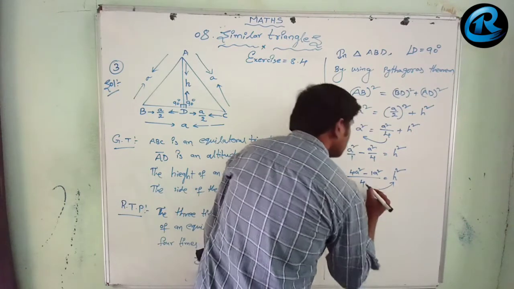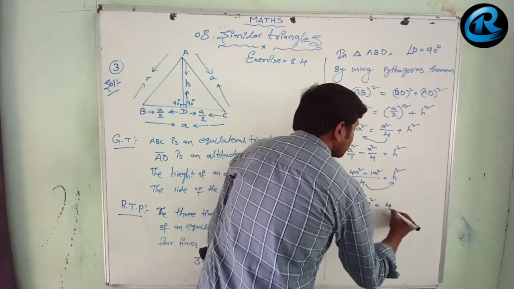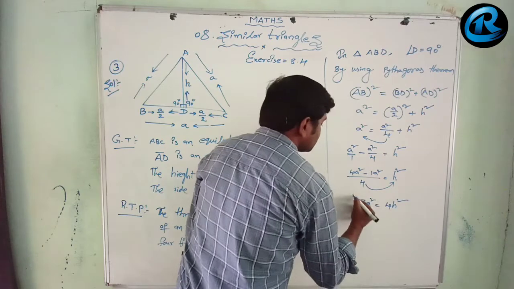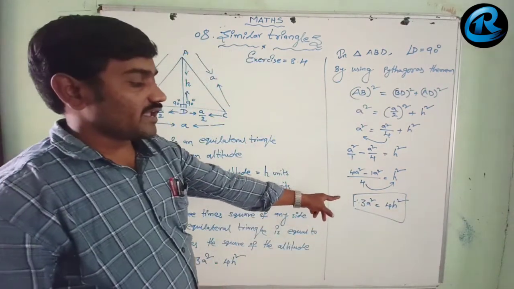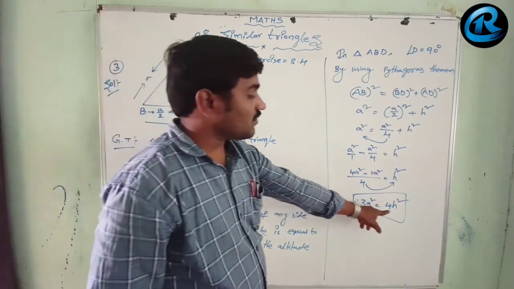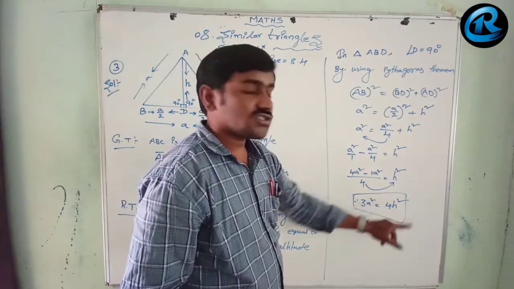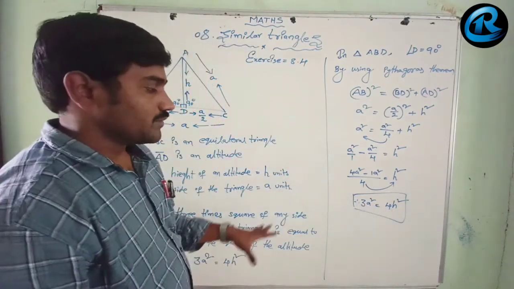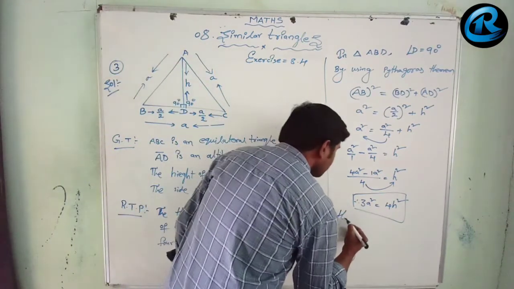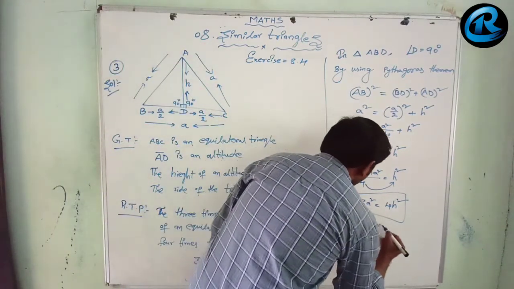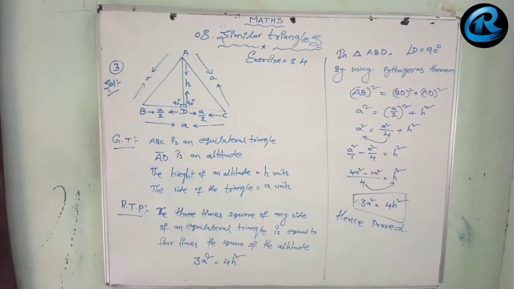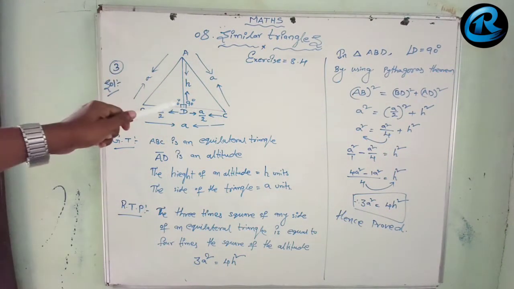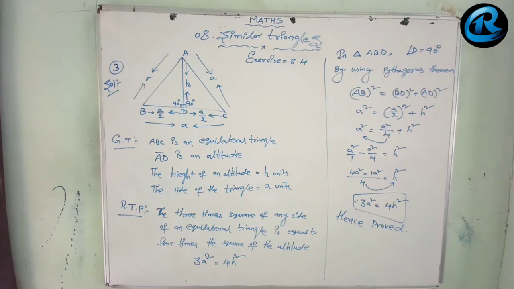3a square equal to, here 4 is multiplied here. So 4 into h square, that is 4h square. Yes, now here we got it. 3 times the square of any side of an equilateral triangle is equal to 4 times the square of its altitude. So hence, very simple problem once you observe it. Only take ABD triangle or ACD triangle, use the Pythagoras theorem, you will get the answer.